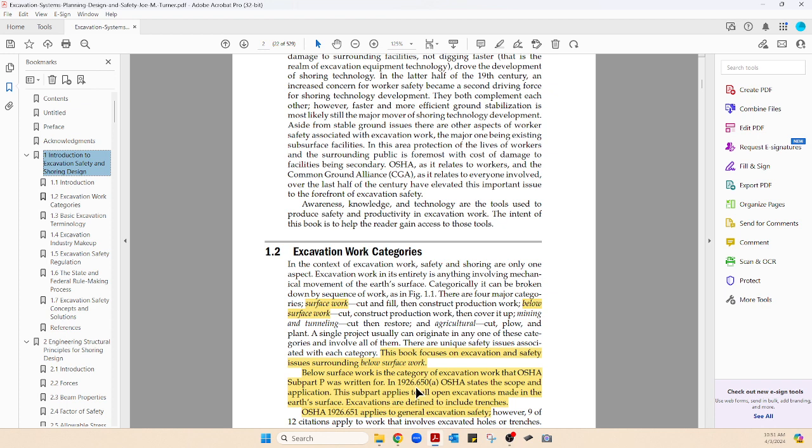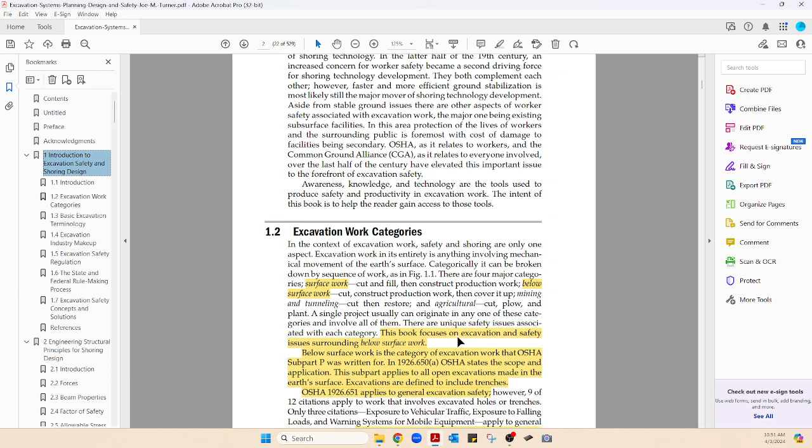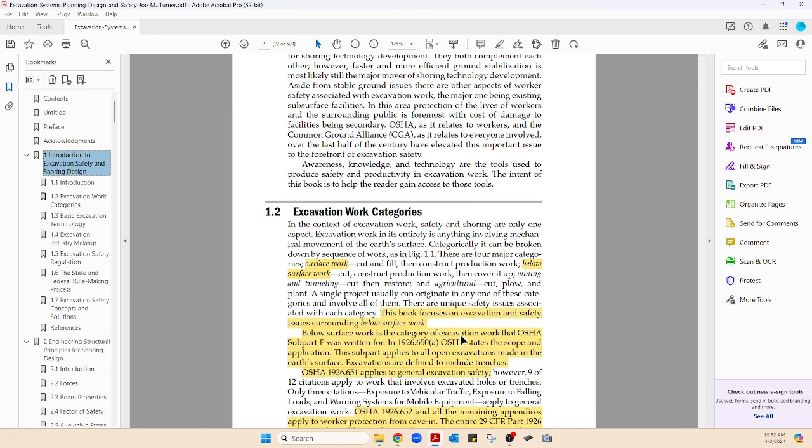OSHA states the scope and application. This subpart applies to all open excavations made in the earth's surface. Below surface work is the category, and that's what it's written for. 1926.650(a) states the scope and application. The subpart, which is subpart P, applies to all open excavations made in the earth's surface. Excavations are defined to include trenches.